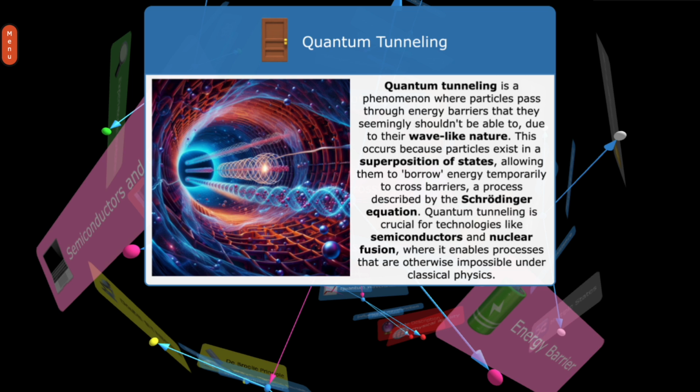Quantum tunneling is a phenomenon where particles pass through energy barriers that they seemingly shouldn't be able to, due to their wave-like nature. This occurs because particles exist in a superposition of states, allowing them to borrow energy temporarily to cross barriers, a process described by the Schrödinger equation. Quantum tunneling is crucial for technologies like semiconductors and nuclear fusion, where it enables processes that are otherwise impossible under classical physics.